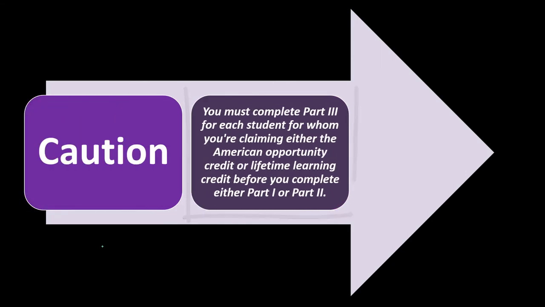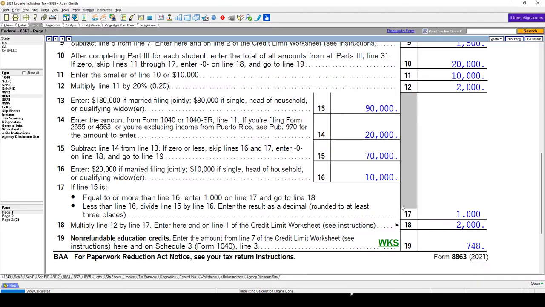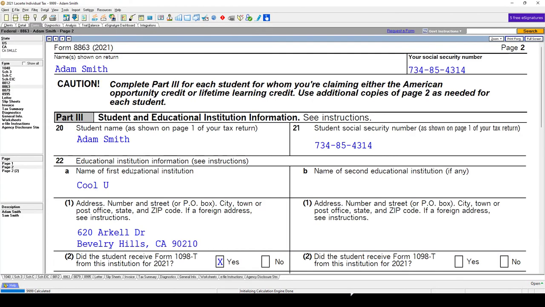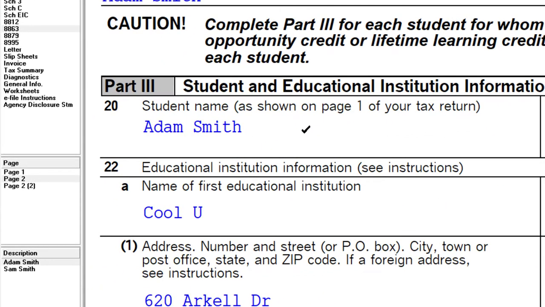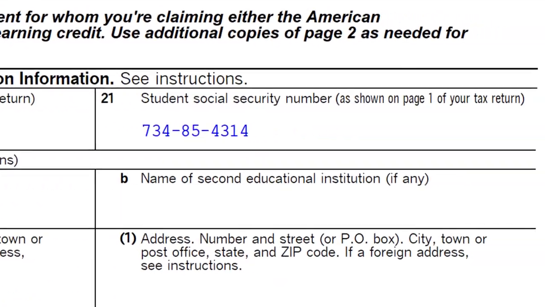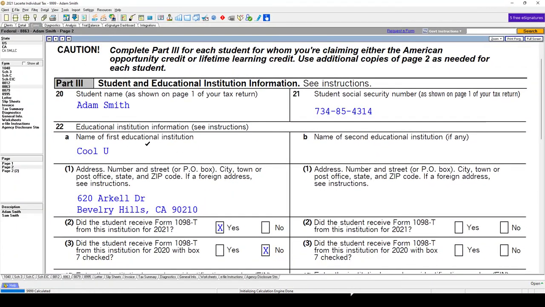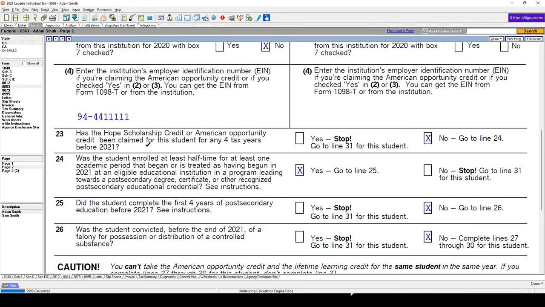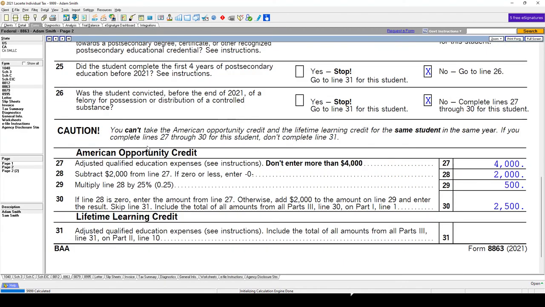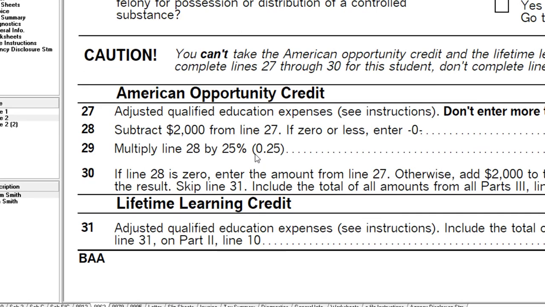Caution, you must complete part 3 for each student for whom you're claiming either the American Opportunity Credit or Lifetime Learning Credit before completing either part 1 or part 2. So that's a bit confusing, but part 3 is on page 2, and notice I have two pages for part 3 because that's naming the person who the credit is for, who we're making the payments for. It's giving us the institution and the conditions as to whether we qualify for the Lifetime Learning or American Opportunity.